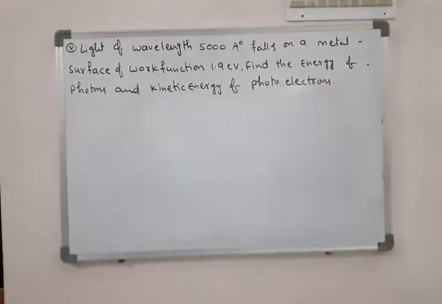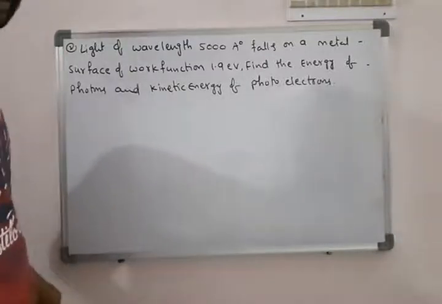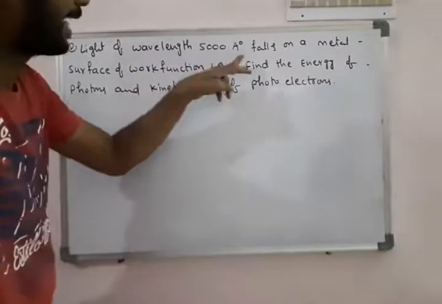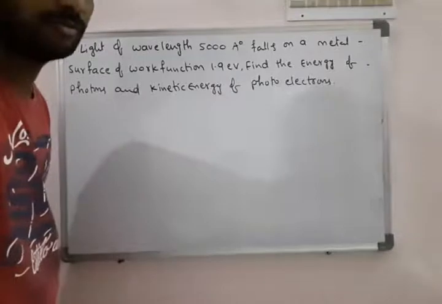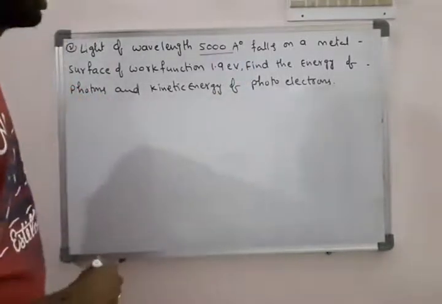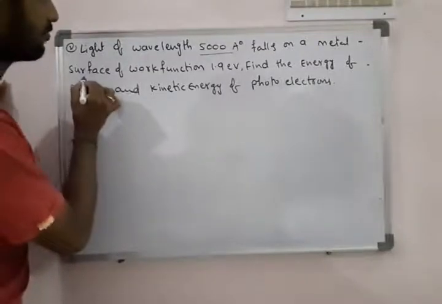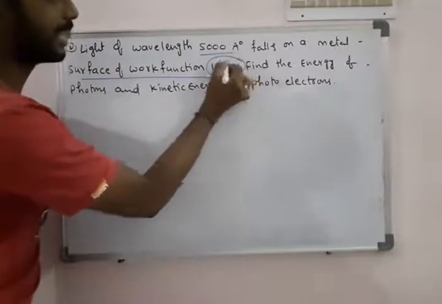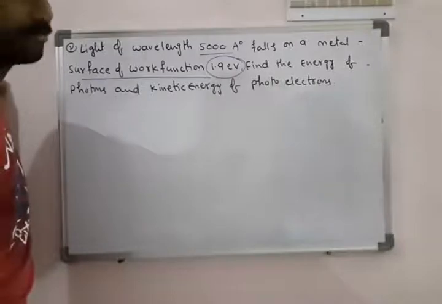Okay, see the next one related to the photoelectric effect. Here it is given that the wavelength of the light falling on the metal is 5000 angstroms, on the surface of a metal having a work function of 1.9 electron volts. So these are the given informations.